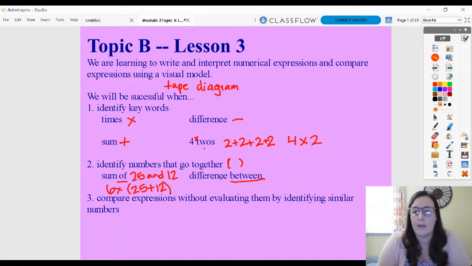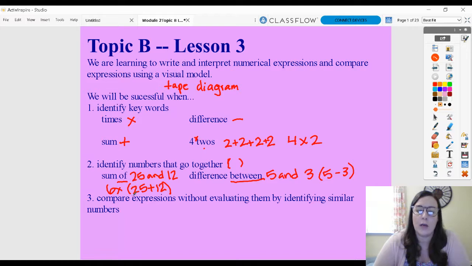Then it will also have the difference between. So it might say the difference between 5 and 3. So that just means, I know difference means subtraction, so it means 5 minus 3 is going to go together. And whatever we get, whatever that difference is, then we're going to do something else to it.